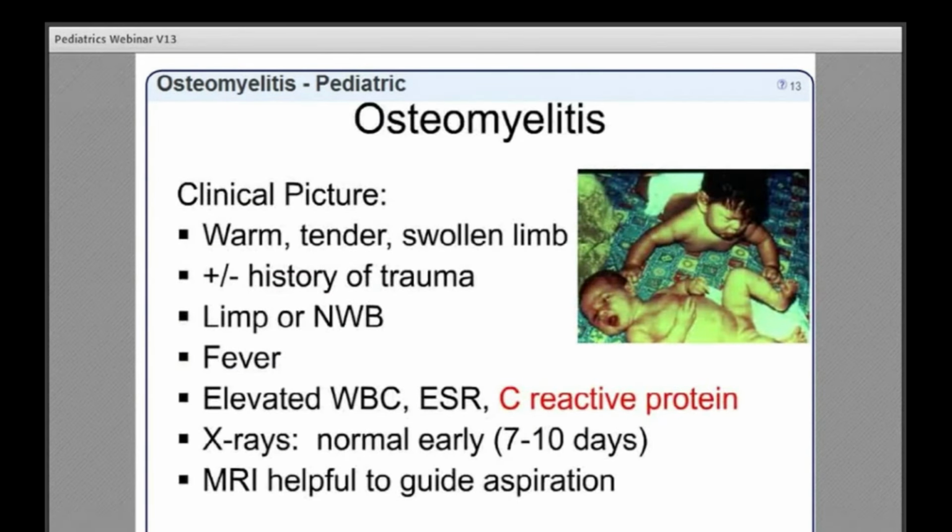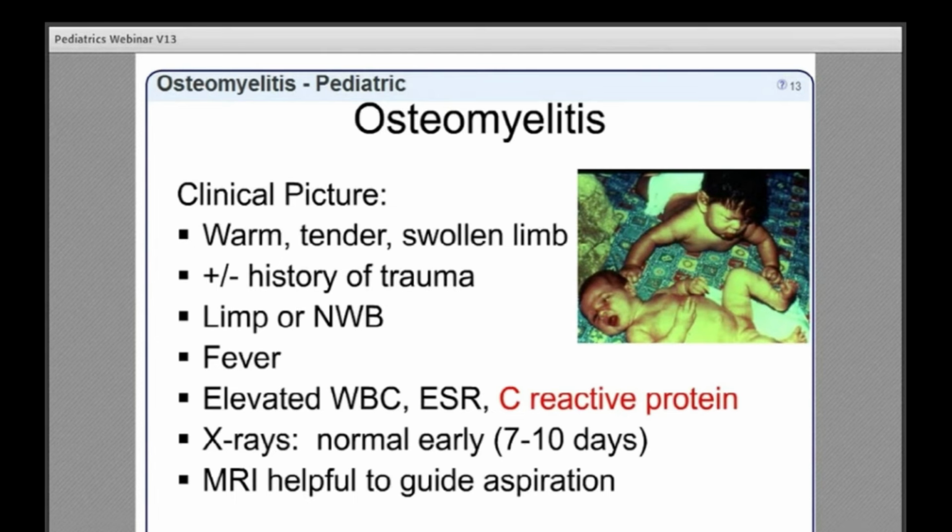So osteomyelitis is a problem that we see that presents clinically with warm, tender, swollen limbs, or a limb if it's one side of infection. There may be a history of antecedent trauma. Typically they present with a limp or the unwillingness or inability to walk. They often have a fever. The laboratory markers that are indicative of this process include an elevated white count, an elevated sedimentation rate, and an elevated C-reactive protein. And so these are important things to be aware of and to order clinically.